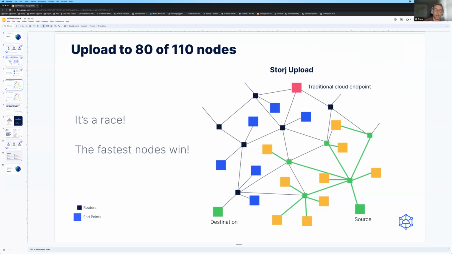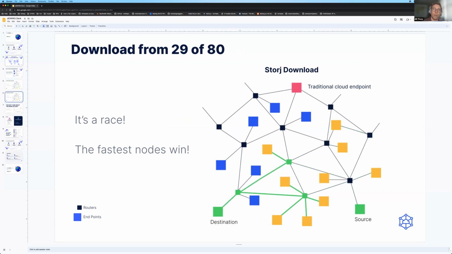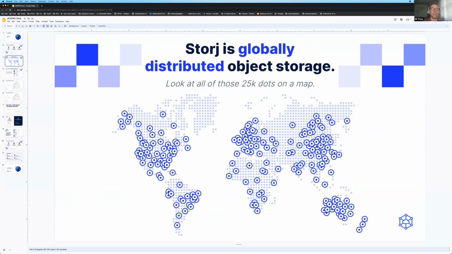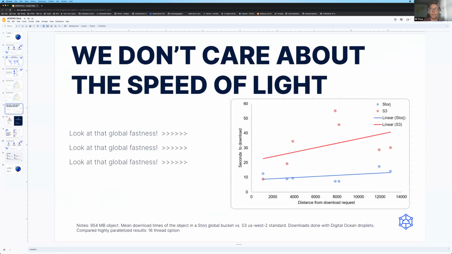We upload those to the storage network. There's 25,000 storage nodes. We're uploading to 110 of them, but we've created a market ecosystem, and the fastest 80 win that. When we download, we should have up to 80 copies of it still on the network, and we're downloading 29 of those pieces. So of the original 110, we now only need 29 to reconstitute the file. We've got a race again. We've got market economics happening where the fastest nodes are the ones delivering your data, and they're the ones who get paid. So that's how we go from this map of 25,000 dots to you actually storing and retrieving your data.